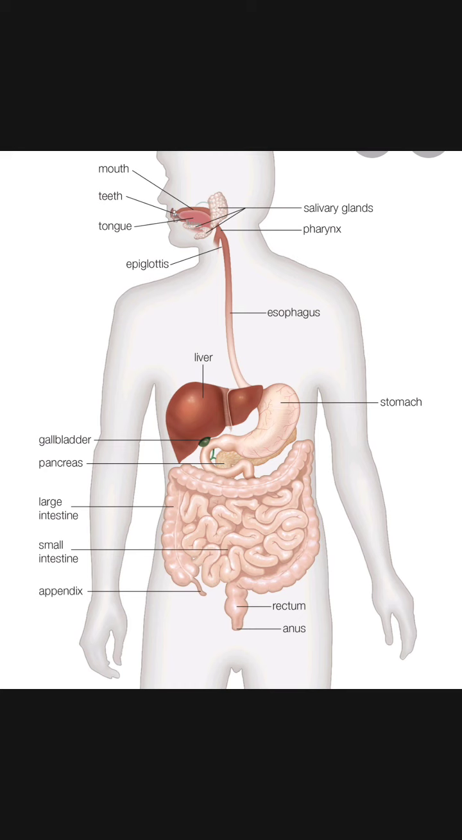Small intestine is the longest part of the alimentary canal. Remember this one. The longest part of the alimentary canal is the small intestine, which is up to 6 meters, or 20 feet, in case of humans. But it is extensively coiled. Due to the extensive coiling of the small intestine, it is packed in a very small space. You can see in the picture.